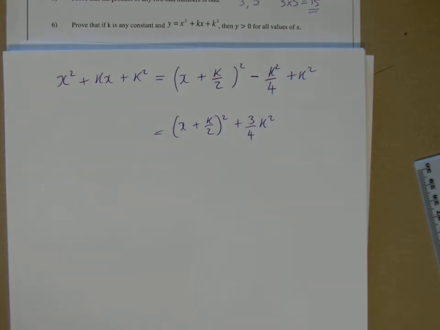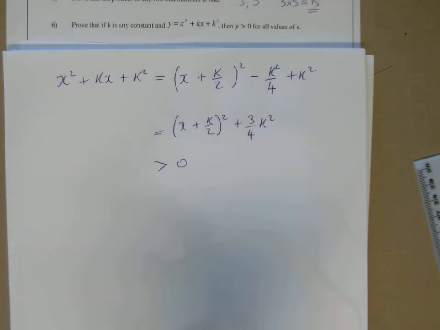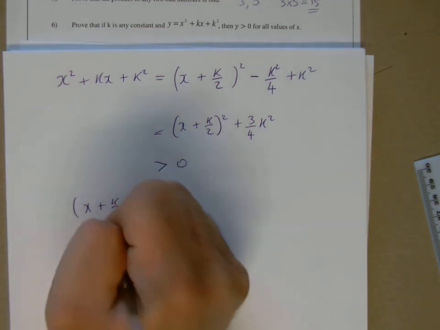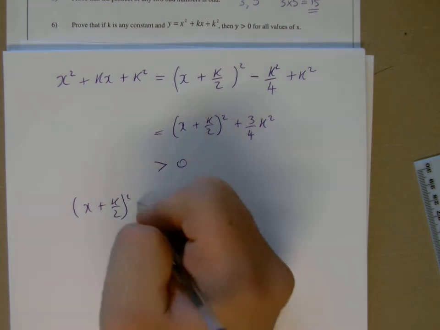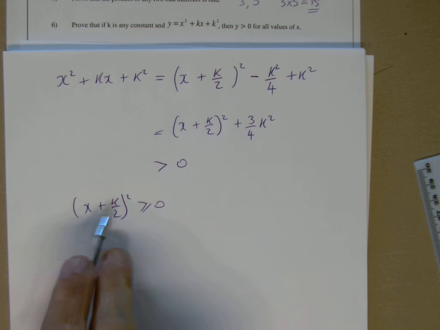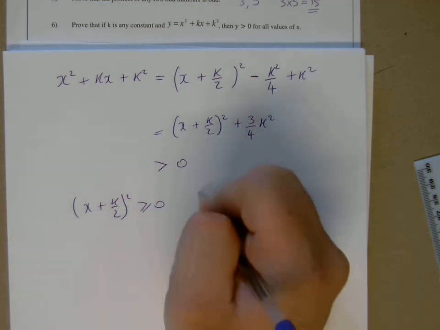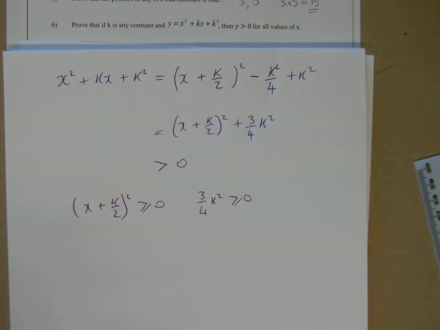Now, I've actually shown there that, because I've got this, I could say it's greater than 0. From that, I could clearly see it's greater than 0. The reason why, of course, is because a bracket squared will always be greater than or equal to 0. It cannot be negative when you square something. And the same with this here, 3/4 k squared, that's got to be greater than or equal to 0 as well, isn't it?